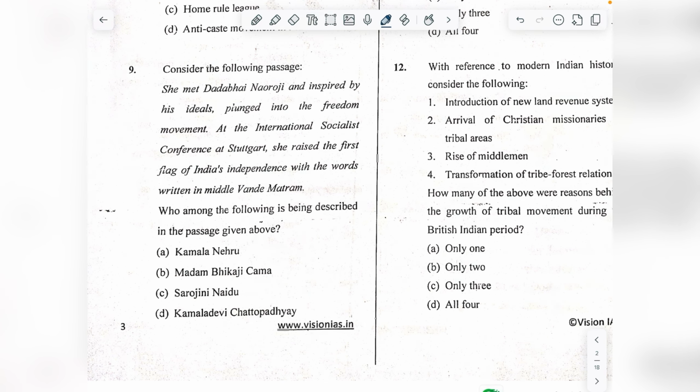Next, number 9. Consider the following passage. She met Dadabhai Naoroji and, inspired by his ideals, plunged into the freedom movement. At the International Socialist Conference at Stuttgart, she raised the first flag of India's independence with the words Vande Mataram written in the middle. Who among the following is being described in the passage given above? This is Madam Bhikaji Cama.